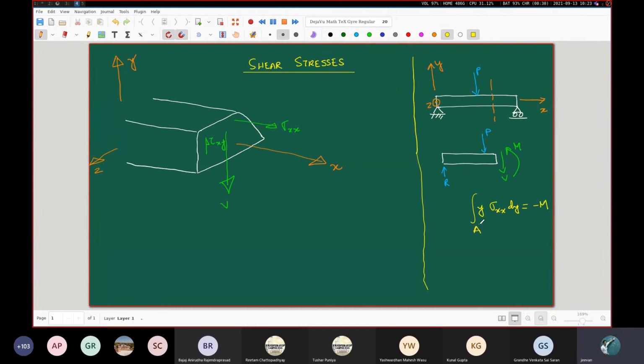Now you tell me, taking an inspiration from this, what should be the relation between tau xy and V? This is the heart and soul of what we are going to discuss subsequently.